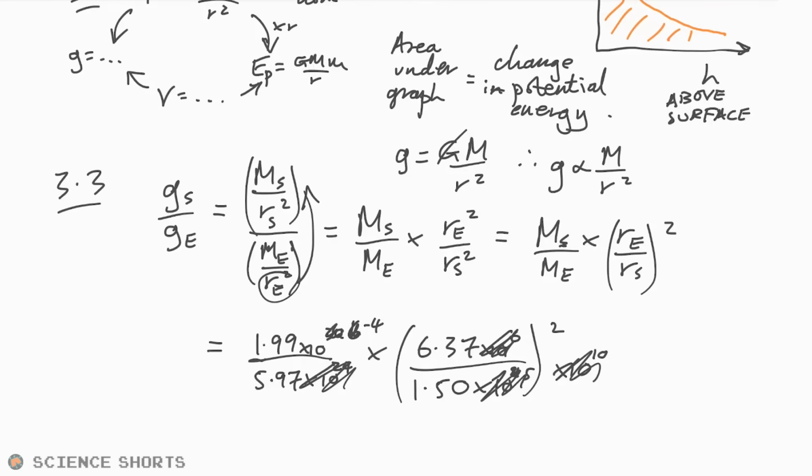So I'm just going to do 6.37 divided by 1.5, and that's squared. And then we times that by the ratio on the left. I'm just doing it a bit backwards. And that gives me a ratio of 6.01 times 10 to the minus 4. No units, because it is just a straight ratio.